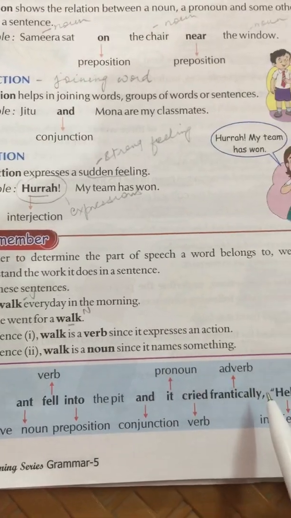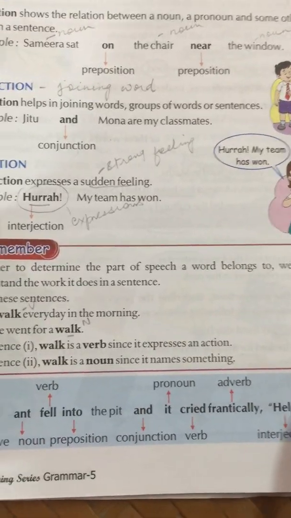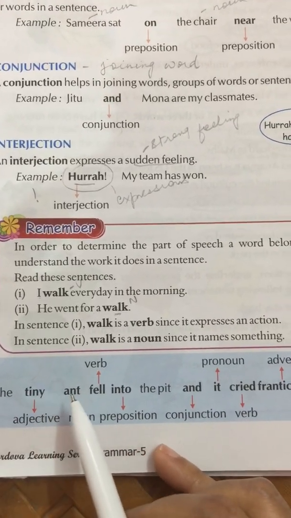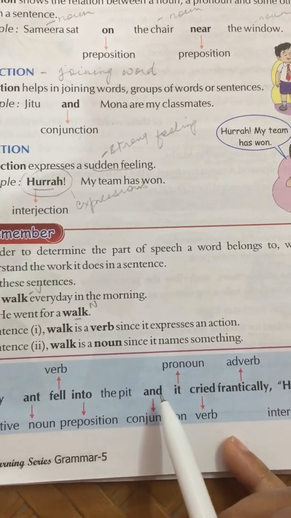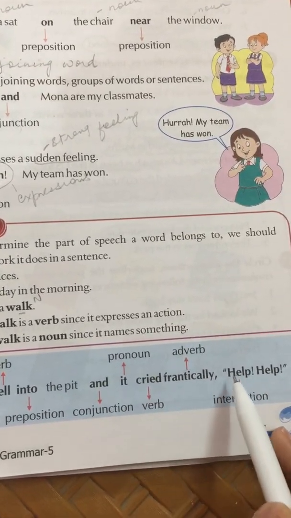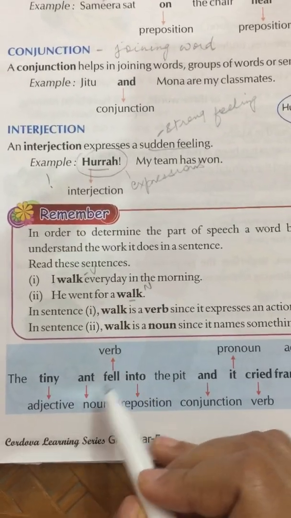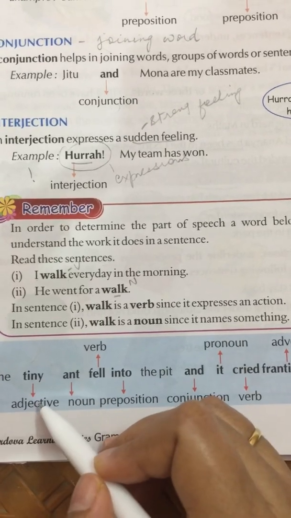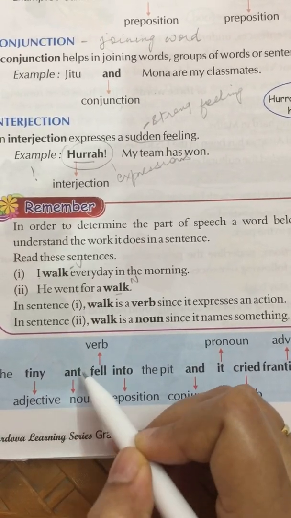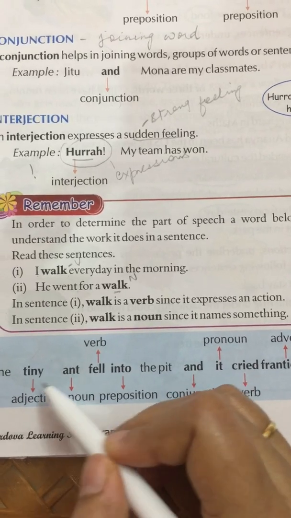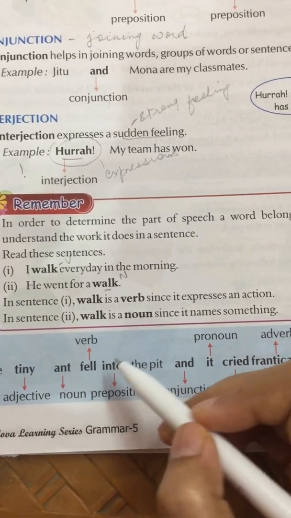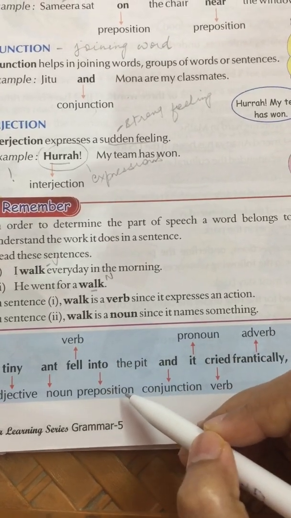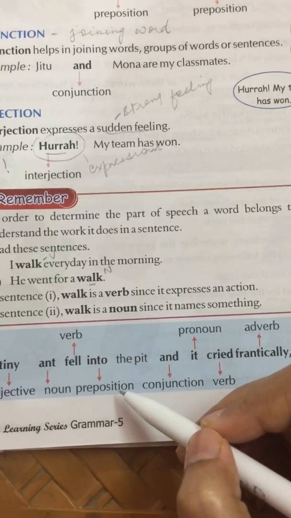Here is an example of a long sentence that contains all the parts of speech. Let us read it. The tiny ant fell into the pit and it cried frantically, help, help. Okay. The tiny ant. Tiny is an adjective. Ant is a noun. Why is it an adjective? Because it is telling something more about this noun. The tiny ant fell. It is showing an action. So it is a verb. Into is a preposition.